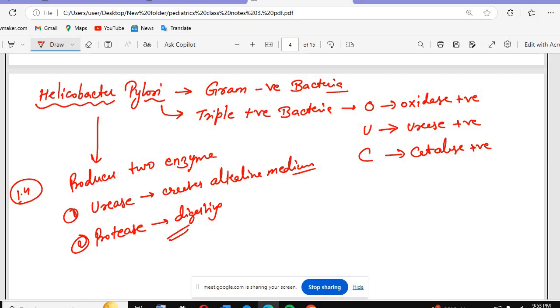So that's why when you do the oxidase test, they will give oxidase positive. When you go for the urease test, basically the urea breath test for the diagnosis, in that condition also we will get urease positive. And if the urea breath test is positive, it means the Helicobacter pylori is there. Then we would also have catalase positive.